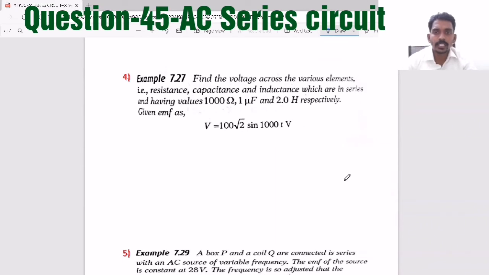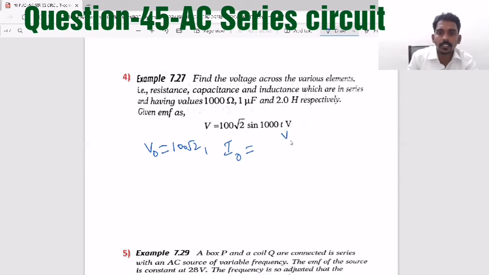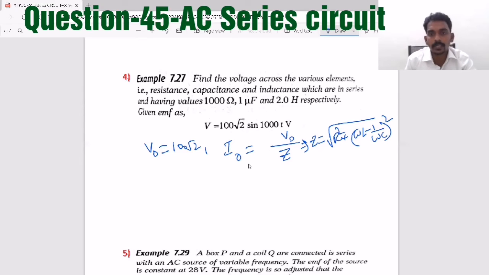Now the next question is: find the voltage across the various elements, that is resistance, capacitance and inductance, which are in series and having the values respectively given, with the EMF given. It's a really lengthy question just because of calculation, because here V naught is given as 100 root 2. First you have to find I naught, where I naught is V naught by Z, where Z equals under root R square plus omega L minus 1 by omega C whole square, where L and C are given and omega is nothing but 1000. So once you get the impedance, then you can get I naught.